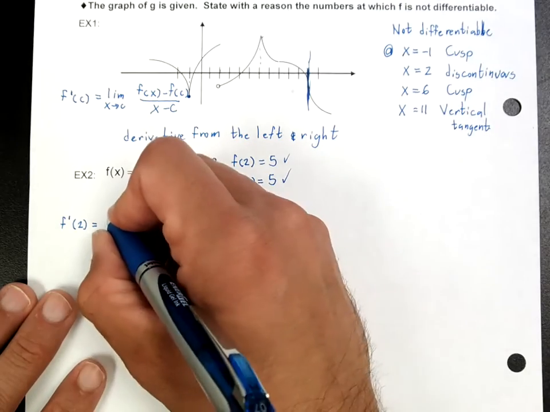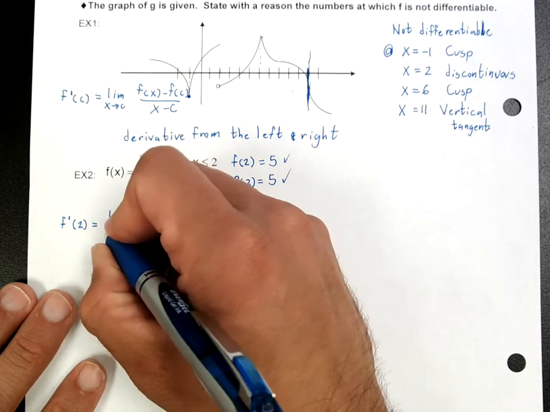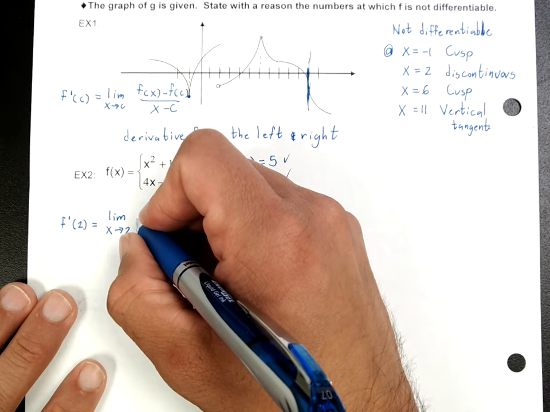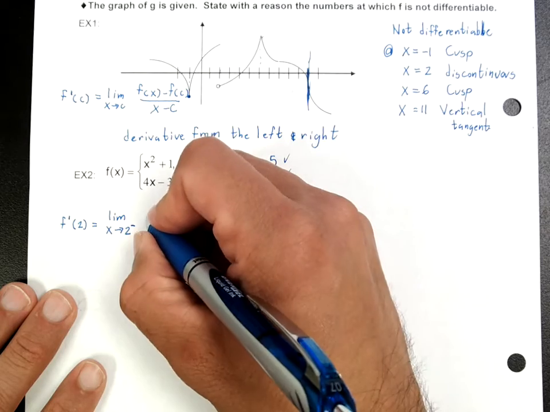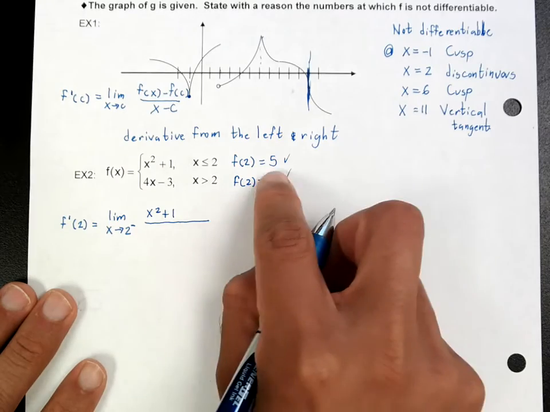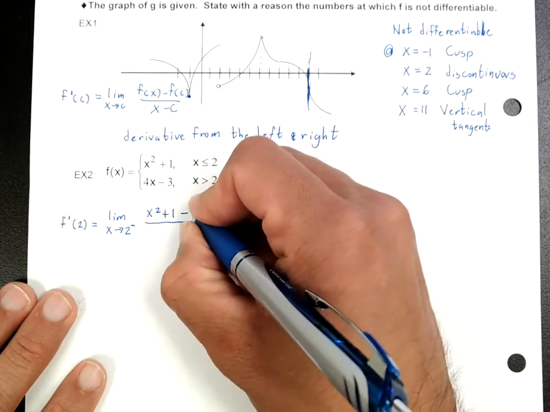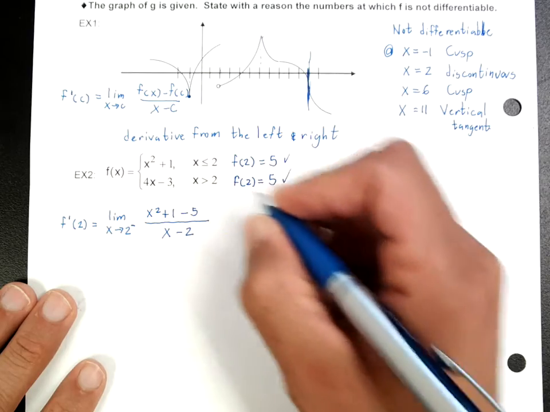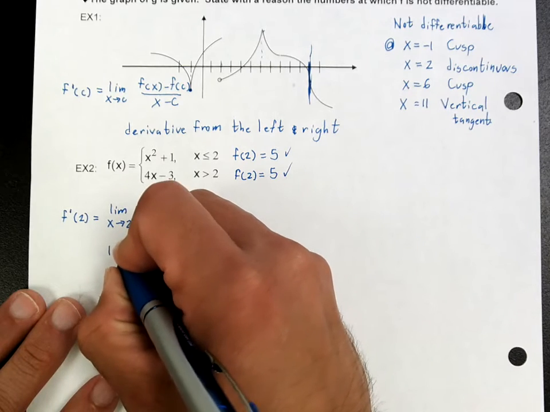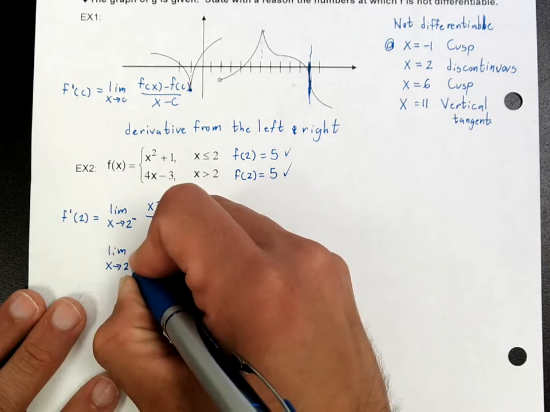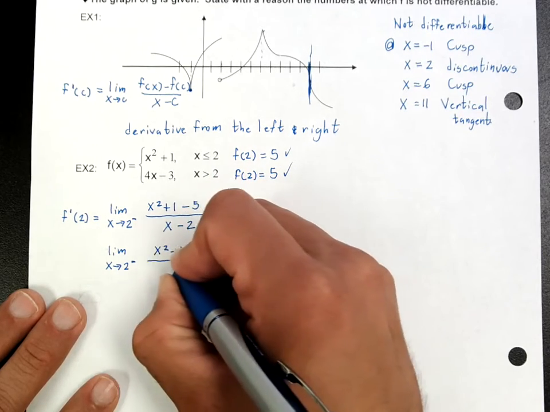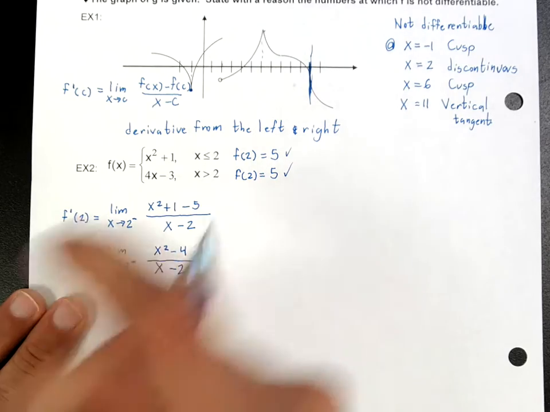So in this one right here, we have the limit as x approaches 2 from the left. We have x squared plus 1. So remember that's f of x minus f of 2. f of 2 is 5, over x minus 2. All right, then we're supposed to solve for that. So at this point I would have the limit as x approaches 2 from the left of x squared minus 4 over x minus 2.